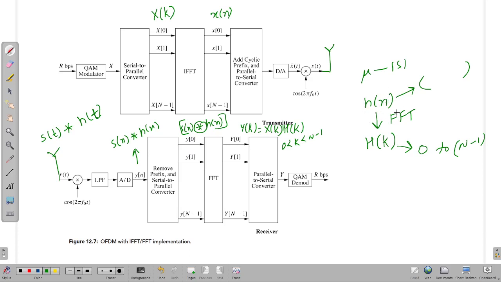So you can see how many points FFT you need to take. You need to take an N-point FFT in order to convert the h of n to h of k. Another thing you can notice is that the receiver needs to have knowledge of the channel impulse response. Only then you can write it in this way and receive it properly. Even though there are other methods, conventionally when you speak about OFDM, we will assume that the receiver has knowledge of the channel impulse response.